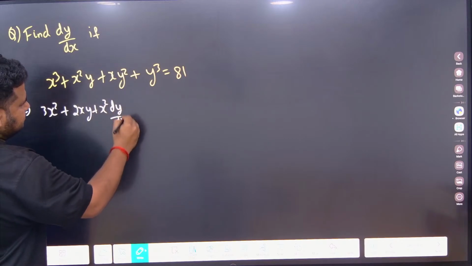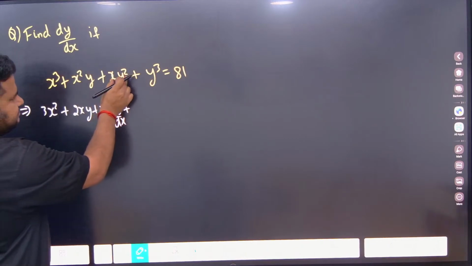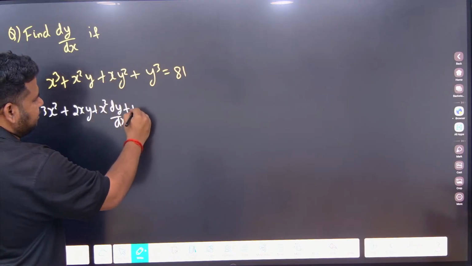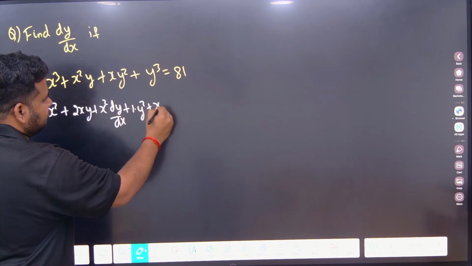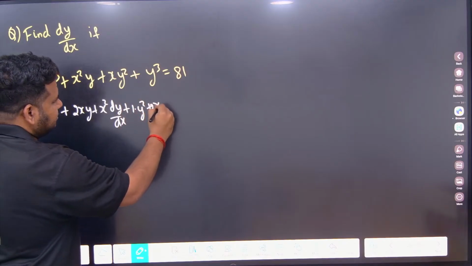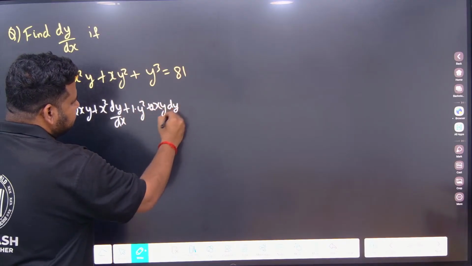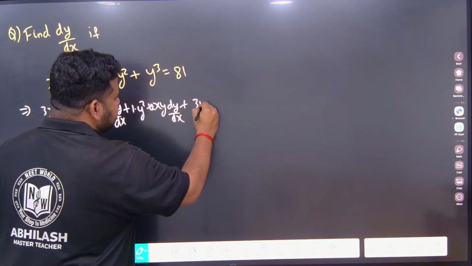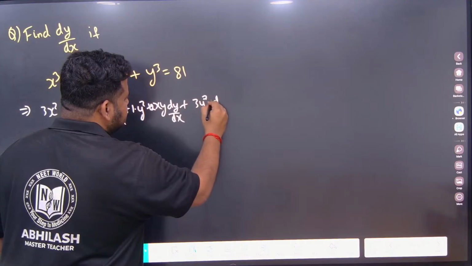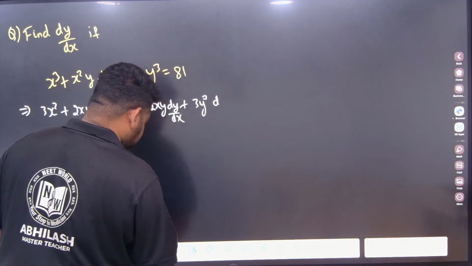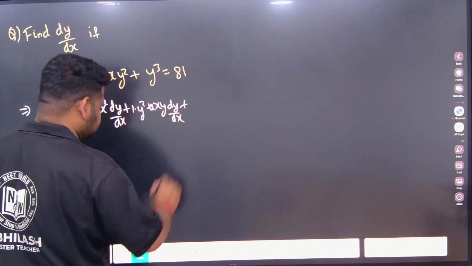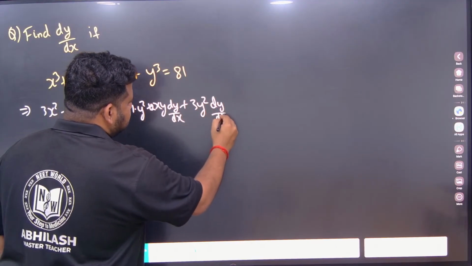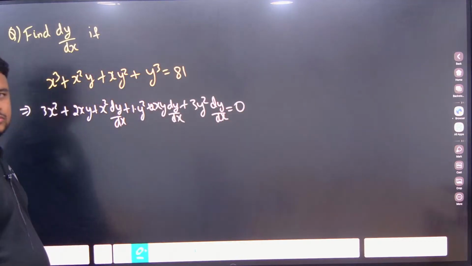Plus here, xy square is there, again I should apply the product rule. Derivative of x is 1, into y square, plus x into derivative of y square, which is 2y into dy by dx, plus y cube means 3y square into dy by dx. That is equal to 0.